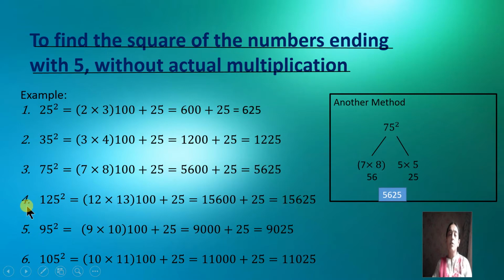Suppose I take 125 square instead of 75 square. So 12 into 13 is 156 and 5 square is 25. Merge them, so you get 15625. So any method you can use, but I find this method easier. So this is the method you will be using to find the square of the numbers ending with 5.